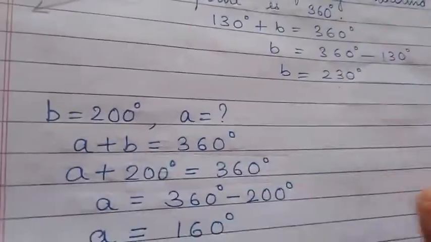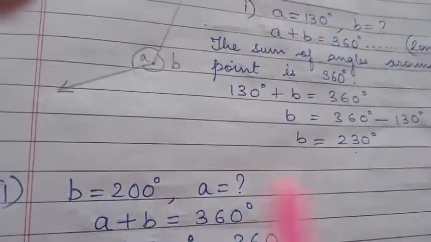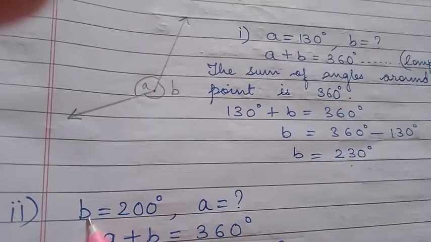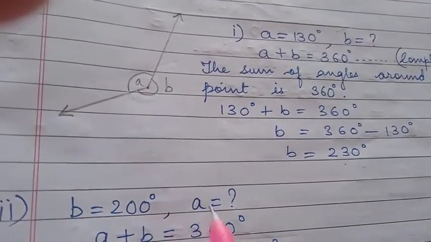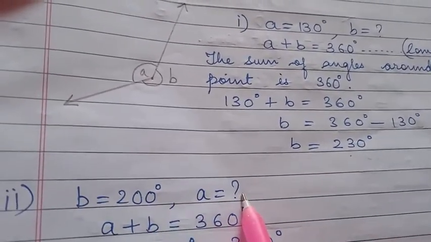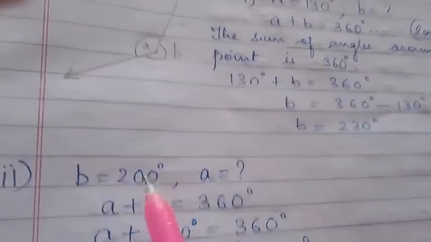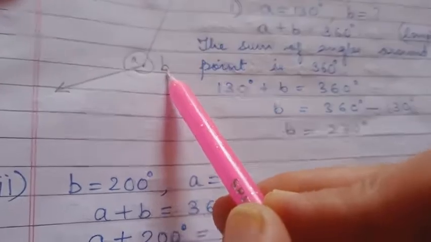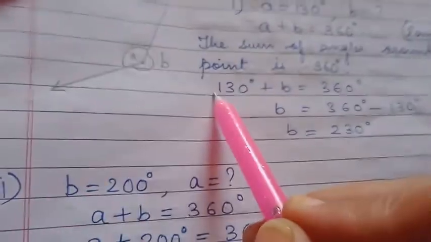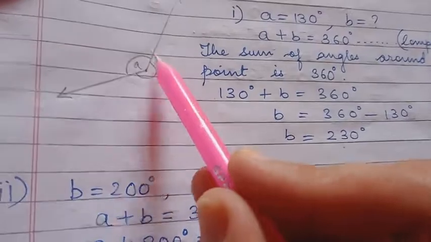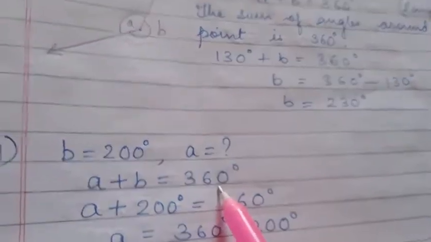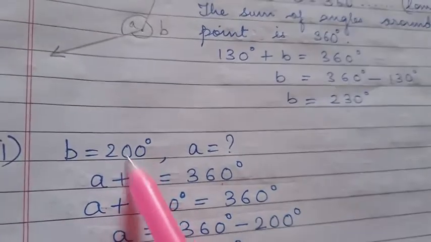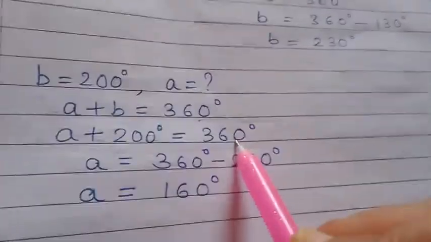Okay. So next, see the same thing. B is equal to, now the figure is same but again the values have changed. B is equal to 200 degree. A is equal to question mark, means find A. So same concept. A plus B is equal to 360 degree. Okay, if it is a straight line then 180 degree, but here 360 degree. So A plus B is equal to 360 degree. The value of A we don't know, we have to find out, plus B, and B is 200 degree, is equal to 360 degree.